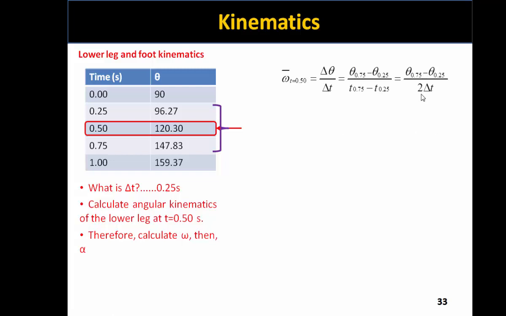I moved a little too quickly here. You might want to pause the video at this point, go through the calculation yourself, and when you restart the video, I'll step through the solution.